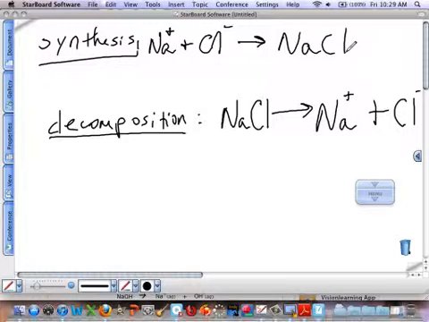So we have synthesis and we have decomposition. We talked about exothermic and endothermic. We talked a little bit about the pH scale today. So we did a lot of different labs. Sorry the pH thing didn't quite work out. I'm going to have to work on it for next year. All right, so that ends our lesson.